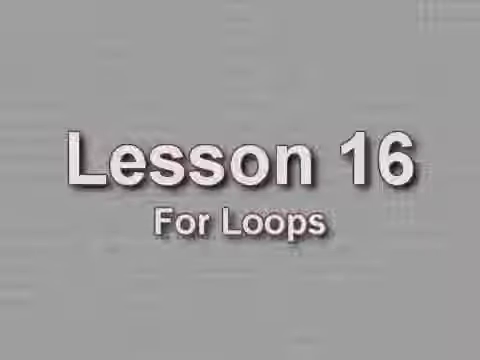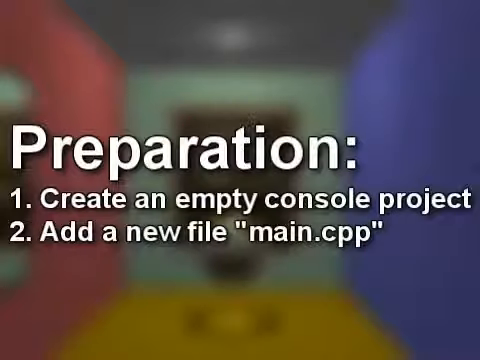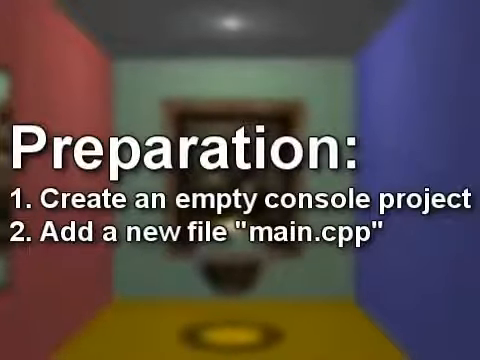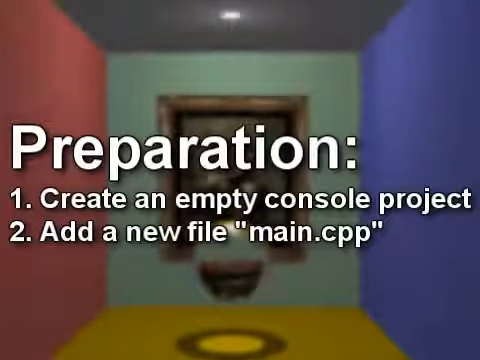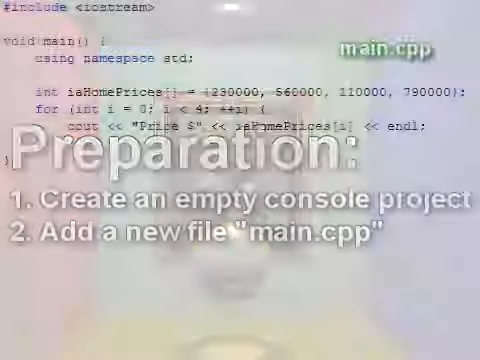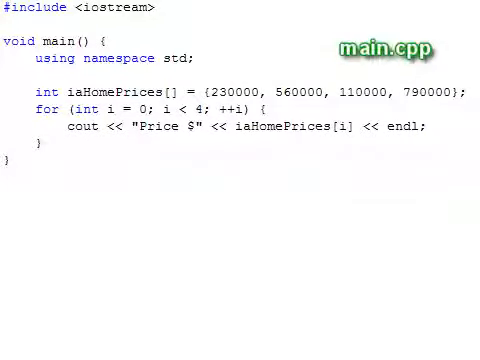Lesson 16, For Loops. To follow along with this lesson, you will need to create a new console project and add a new file named main.cpp to it, as we did in Lesson 1. For loops offer an alternative to while loops and are often more compact.